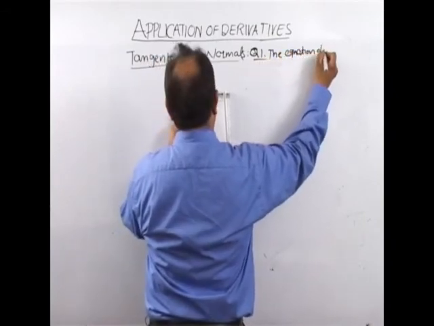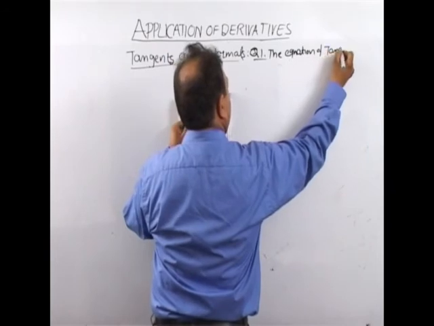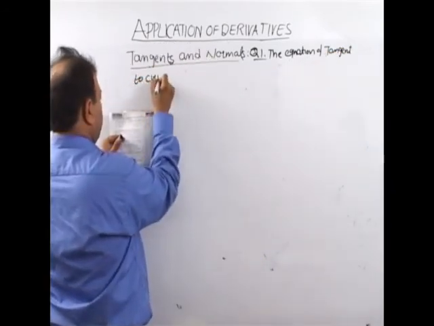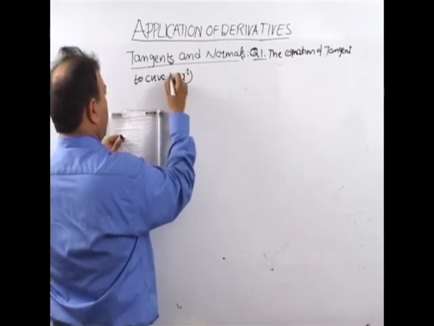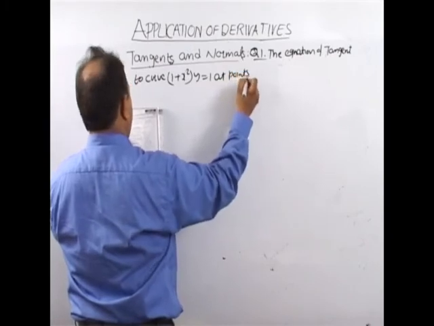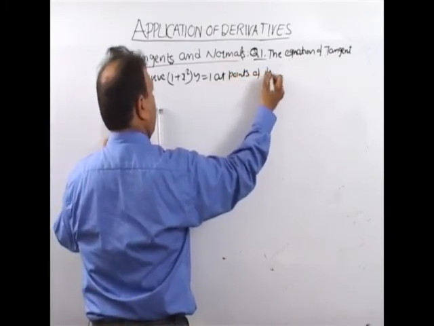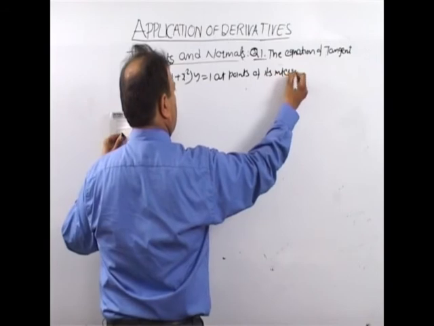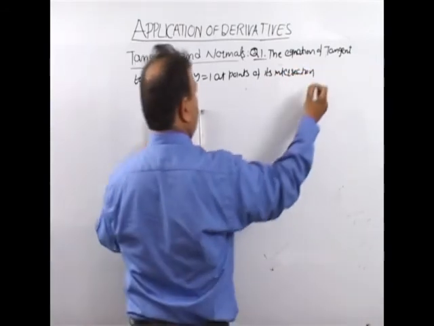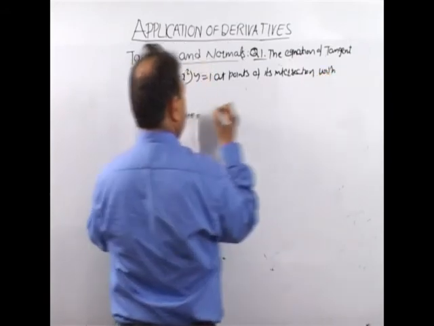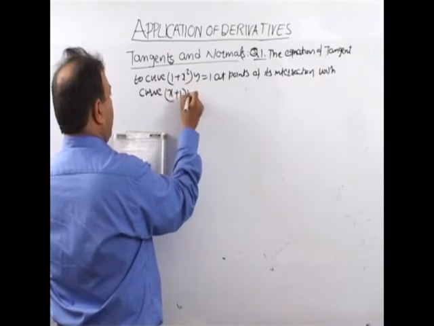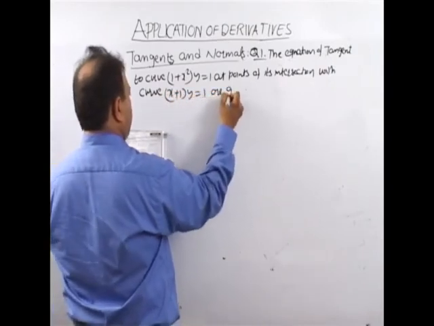The equation of tangent to curve (1 plus x square) into y is equal to 1, at points of its intersection with curve (x plus 1) into y is equal to 1, are given by.